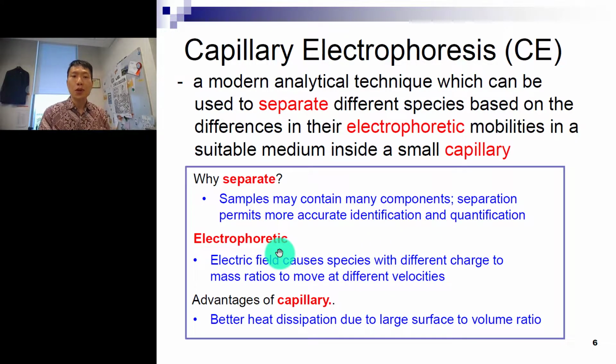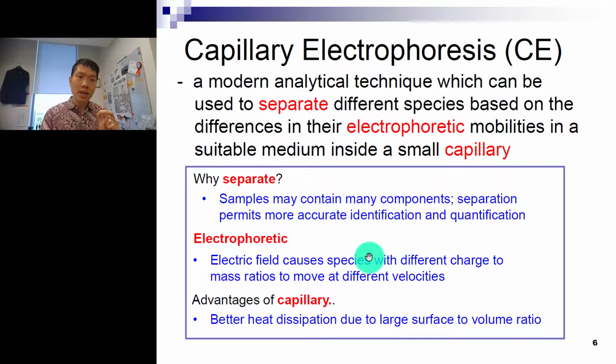Now the term electrophoretic, you can see from the root word is electro. Electro means the use of an electric field, the positive and negative terminal, and the effect as a function of an electron's movement that causes the species to run at different speeds. And besides the charge, the mass, the size could also affect its movement at a different velocity.